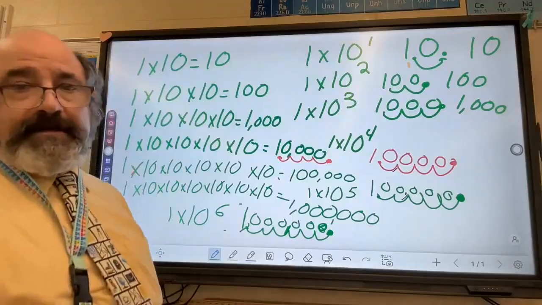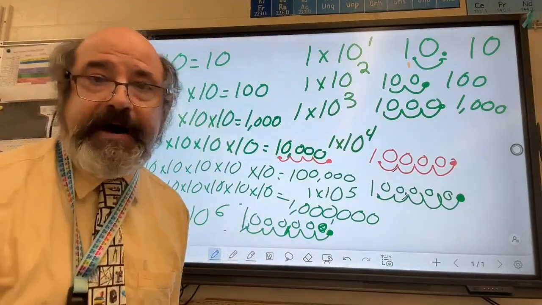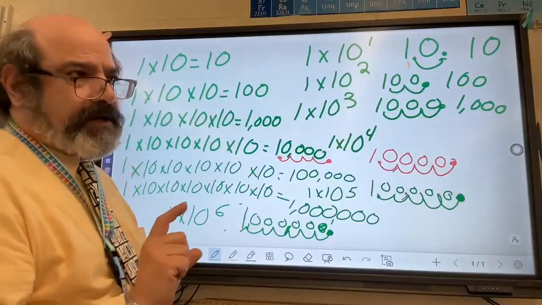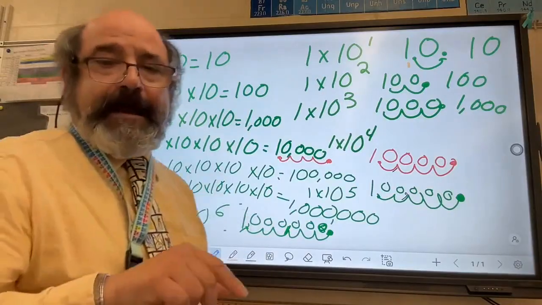So that is doing the exponent of a positive number. But now we're going to do negative numbers. So I'll do the positives first. Got that? And now we're going to do negatives.